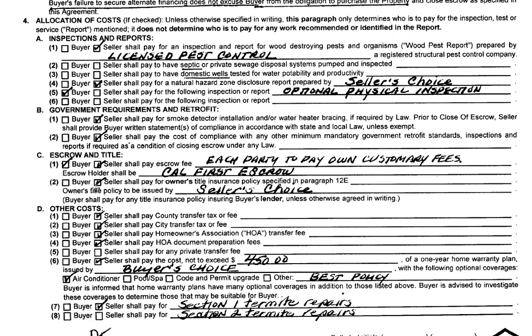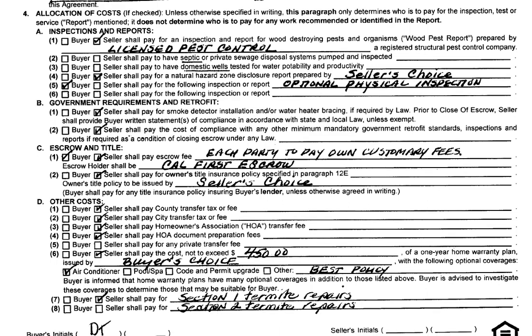Paragraph C2, seller shall pay for owner's title insurance. This is common. The seller has to provide a prelim that shows there are no liens or judgments against this property, or at least to find out that they will be taken care of. Other costs, these are typically at the seller's expense.